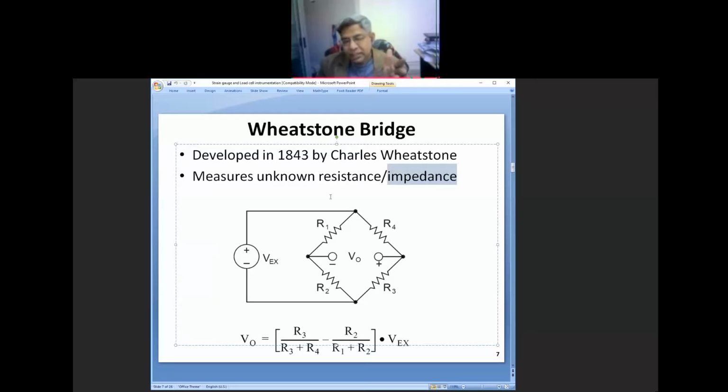In DC circuits, we have only resistors. But in AC circuits, we also have capacitors and inductance, so there we have something called impedance. You can say the AC equivalent of DC resistance is impedance. This is the circuit diagram.